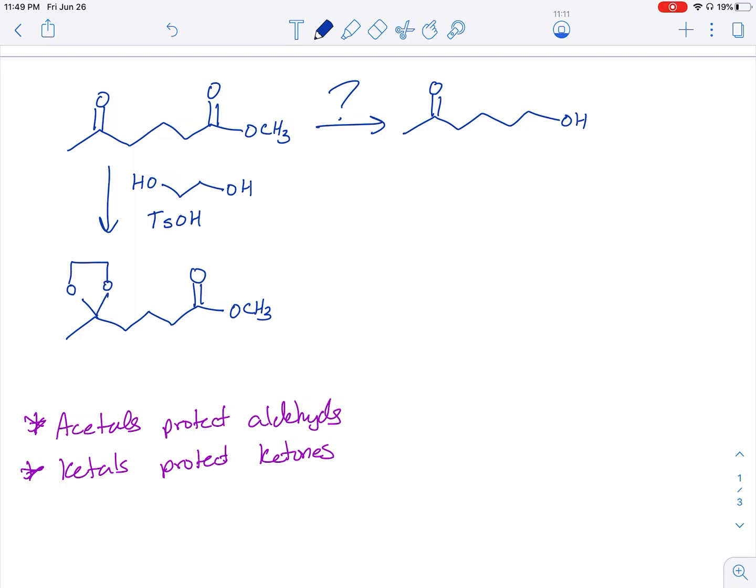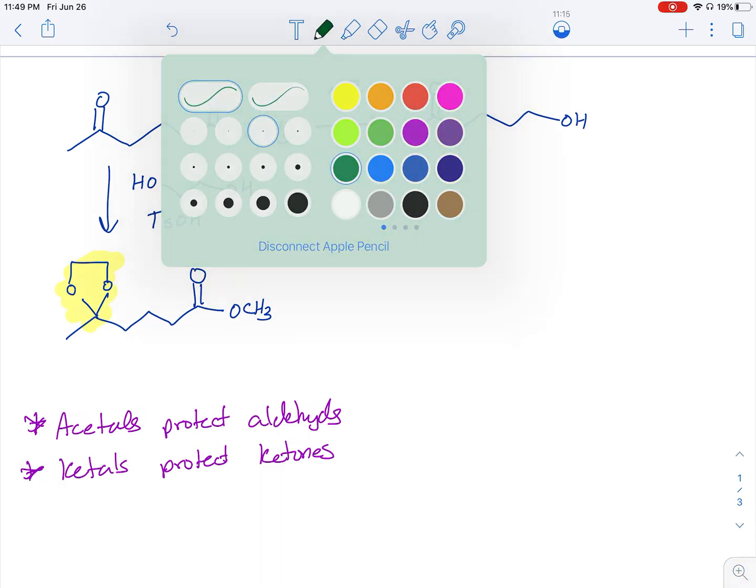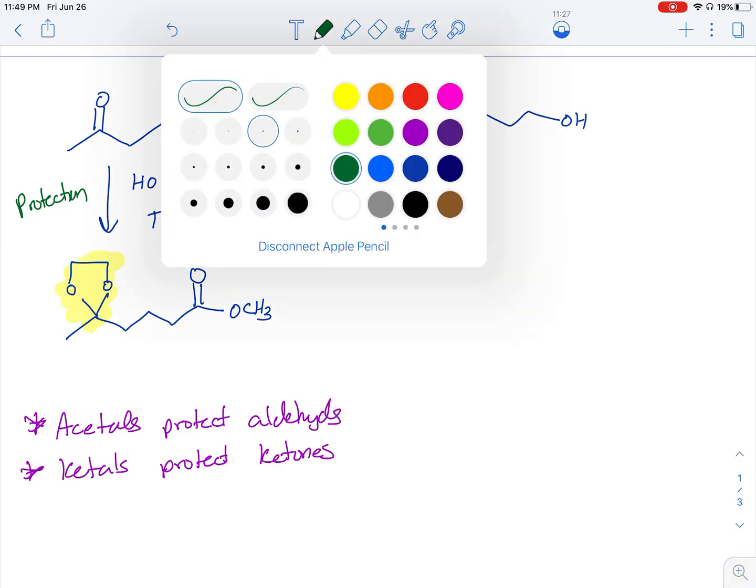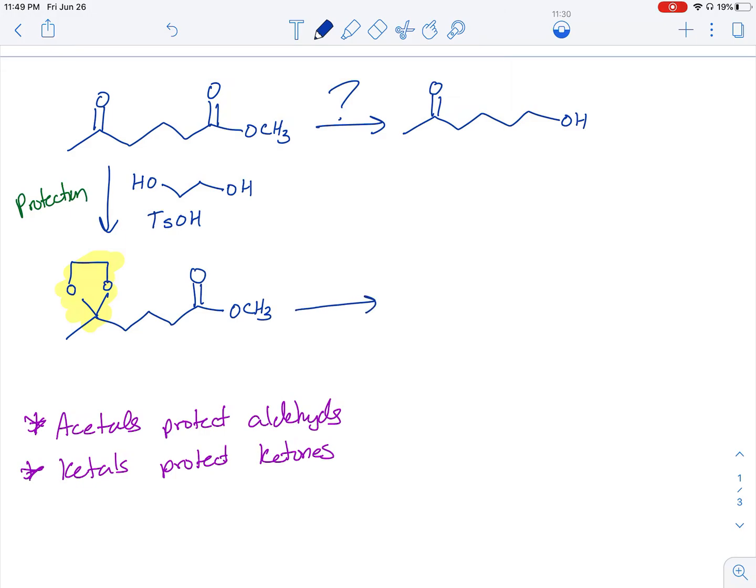So here's our ketal. This is our protecting group, right? So we just did a protection step. And now that that's protected, now we can do the chemistry, right? We can reduce that ester to an alcohol and use, yes, we could use LAH at this point, right? We can use lithium aluminum hydride, followed by water because our ketone is protected. So we can get to our product like this.